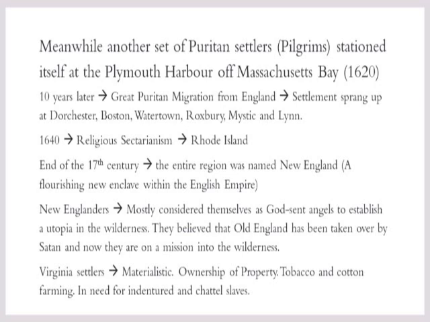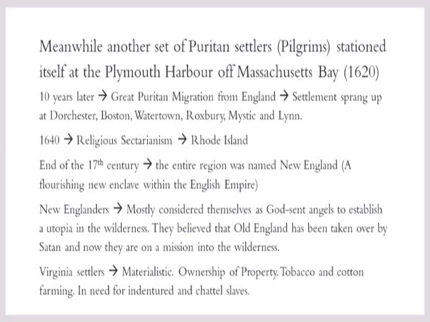Almost a decade later, the great Puritan migration happened from England, and settlements sprang up at Dorchester, Boston, Watertown, Roxbury, Mystic, and Lynn. So you see how the English settlement started spreading across the borders of America. In 1640, among the colonies, religious sectarianism took place, and this resulted in the formation of Rhode Island. The people of Rhode Island believed in free will and were a little more liberal than strict Puritan beliefs and ideologies, and under the able leadership of Roger Williams, they migrated to Rhode Island. By the end of the 17th century, the entire region was named New England, a flourishing new enclave within the English Empire.